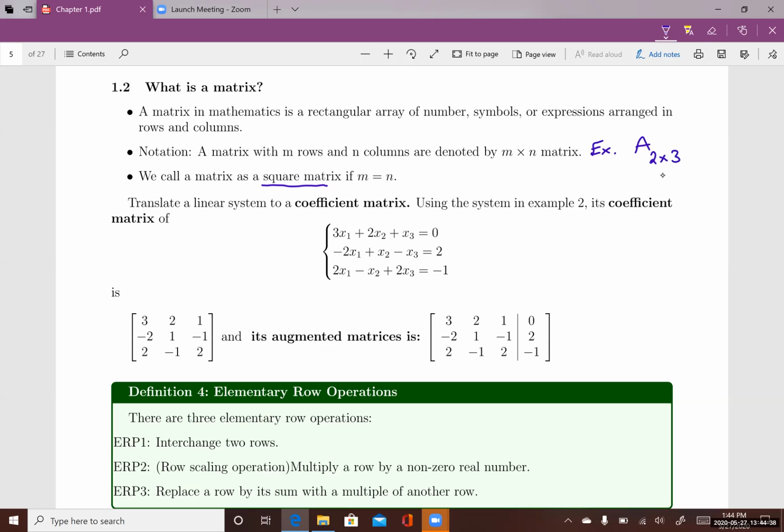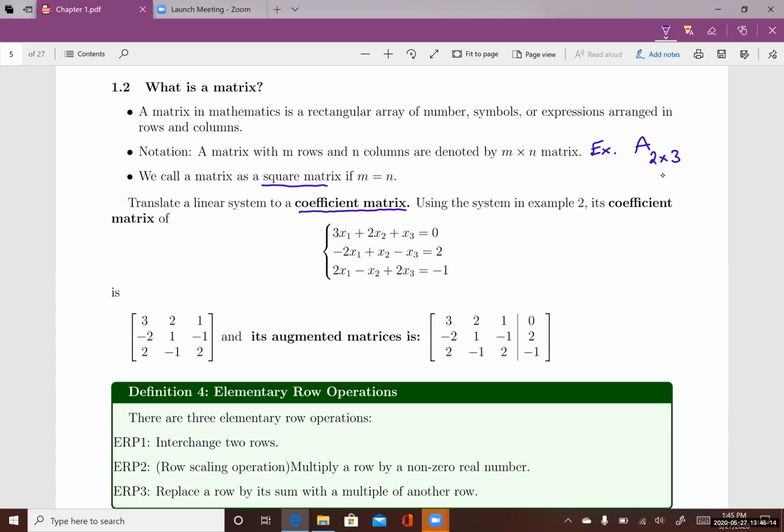So in translating a linear system to matrices, there are 2 different matrices that are associated with a linear system of equations. The first matrix is the coefficient matrix. The coefficient matrix of a linear system of equations is a matrix that contains only the coefficients of all the variables of the linear system of equations.